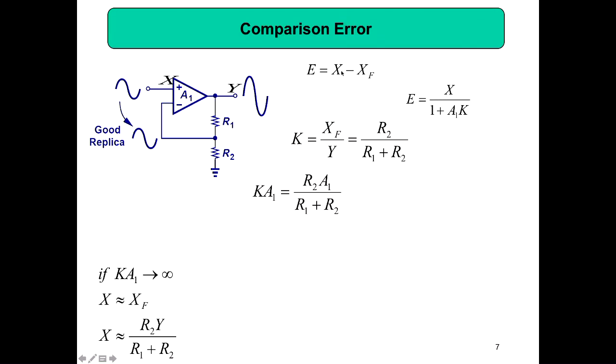When error equals 0, what is happening? X equals XF. So when X equals XF, what is the value of XF? XF equals Y into R2 by R1 plus R2 from here. Then you can write X equal to XF, which equals R2 by R2 into Y by R1 plus R2. So from this equation, Y by X, my closed loop gain, equals 1 plus R1 by R2. This is the closed loop gain.